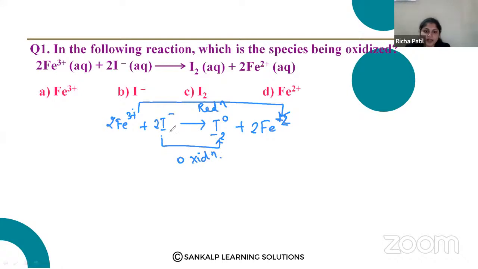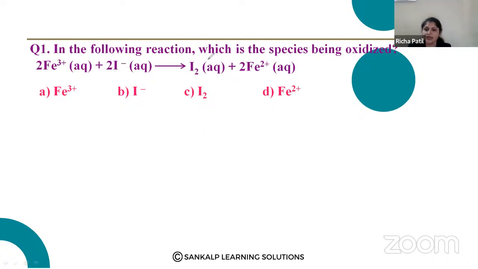An increase in oxidation number is oxidation, and a decrease in oxidation number is reduction. Now what is asked? Which is the species being oxidized? I- is oxidized to I2, right? So the species is I-, and the correct answer is I-. Understood? This is all based upon your definitions, so you have to keep all the definitions in mind. Based on these definitions only, the problems are asked.